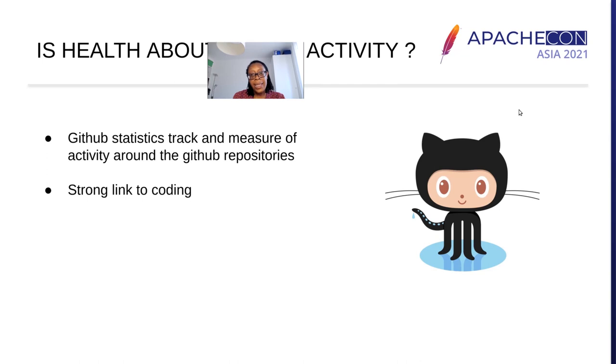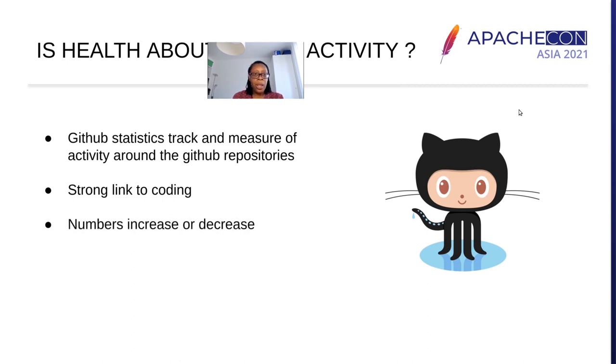One thing I would say is that a lot of the statistics around the GitHub repositories are related to coding. There's a strong link to coding because the repositories contain code. So a lot of the activity around that is related to the code. And a project isn't only code. There are other things around a project that are non-code related. So relying only on these statistics means you might be missing out on some other key areas in your project.